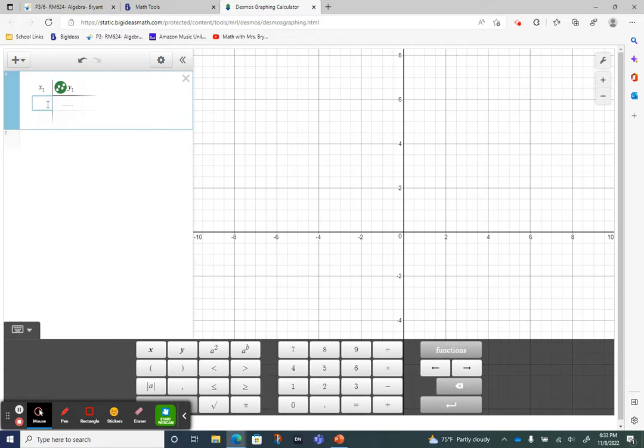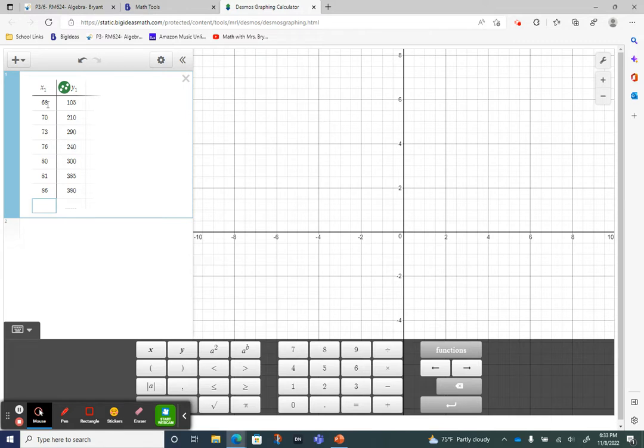And I'm going to put in the information from the table that I just showed you. And all I'm doing is putting in the X values and the Y values from the table. It takes me just a minute. 86, 380, 90, 490, 92, 430, 95, 570 people, 97 degrees, had 510 people, 99 degrees, had 560 people.